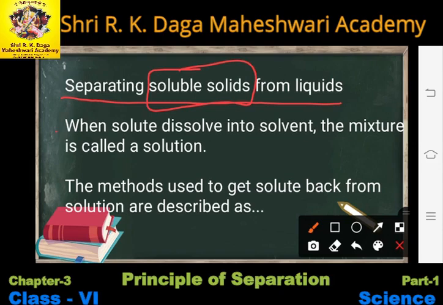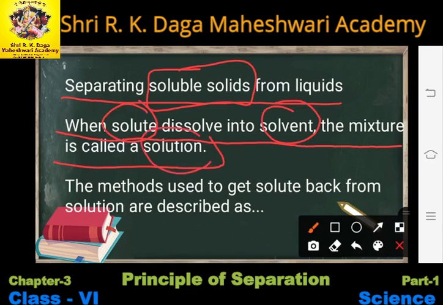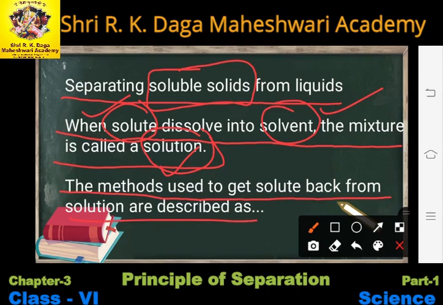Okay, so when solute dissolves into solvent, the mixture is called a solution, right? जब हम solute को solvent में mix कर देते हैं, तो हमको क्या मिलता है? Solution. इसका मतलब क्या? जो हमारा सॉल्ट है, नमक है, वो सॉल्यूट हो गया. जो पानी है, वाटर, वो सॉल्वेंट हो गया. और नमक और पानी मिक्स होने के बाद जो बना है, उसको हम क्या बोलेंगे? सॉल्यूशन, राइट? Now, if I want to separate salt from the solution, then the method used to get solute back from the solvent.